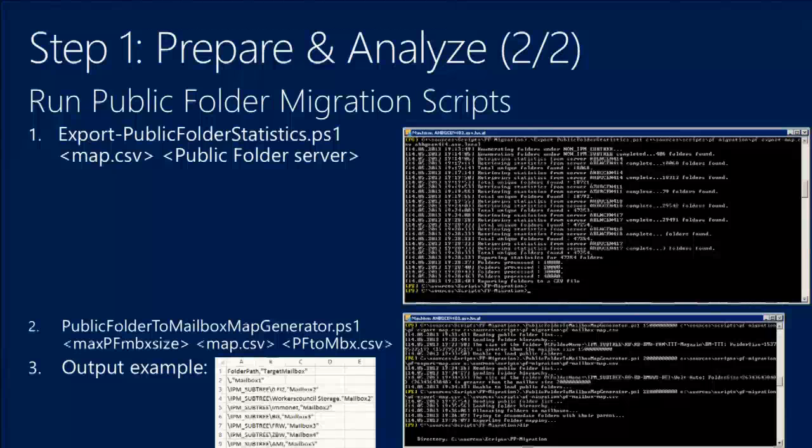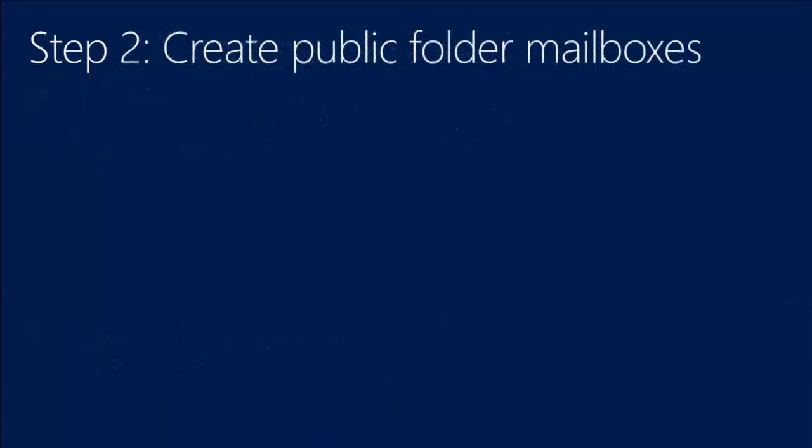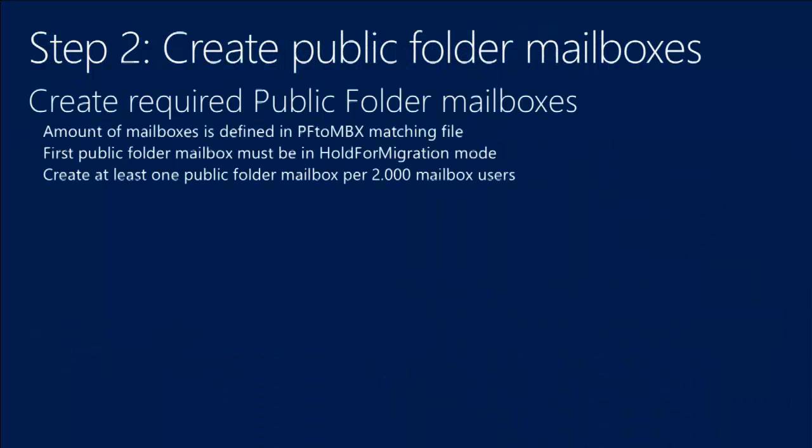So this file is used for your public folder migration batches. And you see it includes the target mailboxes and the subtrees of the public folder. So it splits up your existing public folder environment already to the target mailboxes. And after that, we use this file.